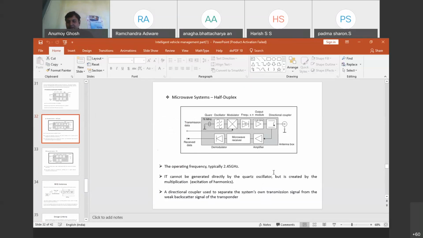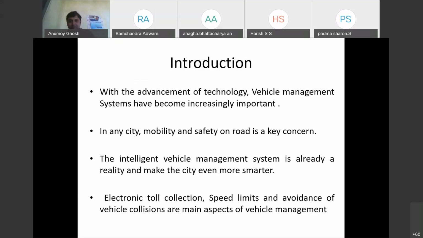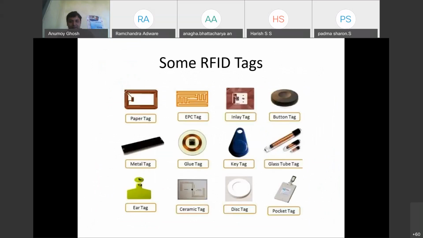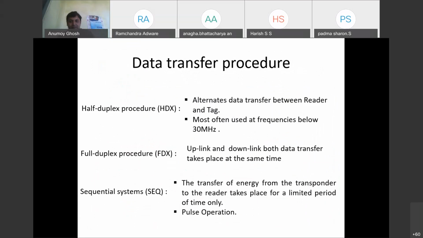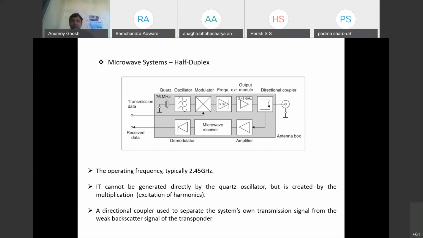So is the screen visible to all of you? Yes, sir. Okay. If the screen is not visible, then just tell me. So I think up to this you have heard inductively coupled system, right? Okay. So from here I think you have heard microwave systems up to.